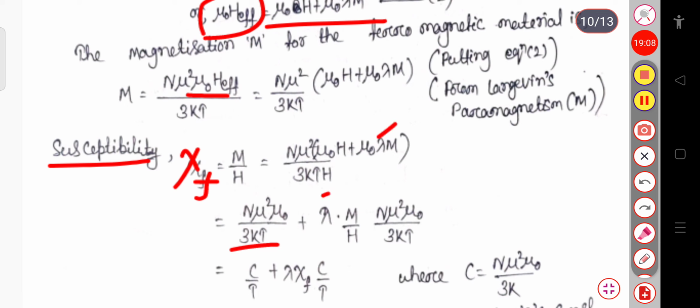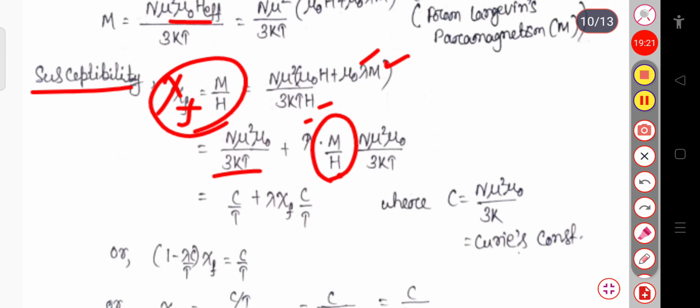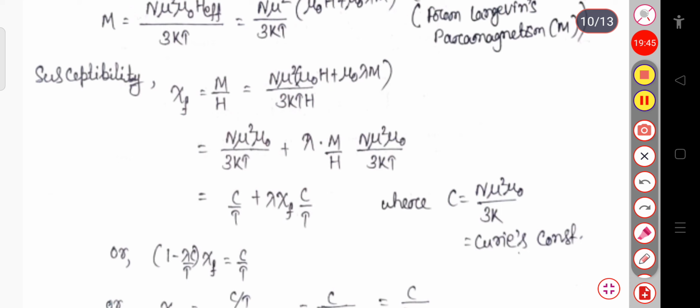Again, the M by H term is multiplied by N mu square mu naught divided by 3kT. This M by H is nothing but your susceptibility. If you substitute this value here, this is lambda into susceptibility, and here we have substituted C, the Curie's constant, equal to N mu square mu naught divided by 3k. So this is C divided by T plus lambda chi into C divided by T. C is the Curie's constant and its value is N mu square mu naught divided by 3k.